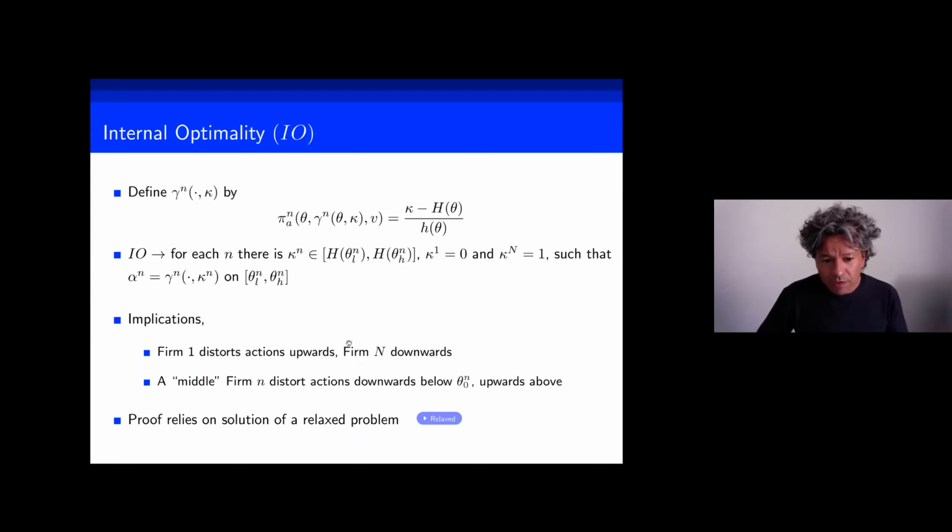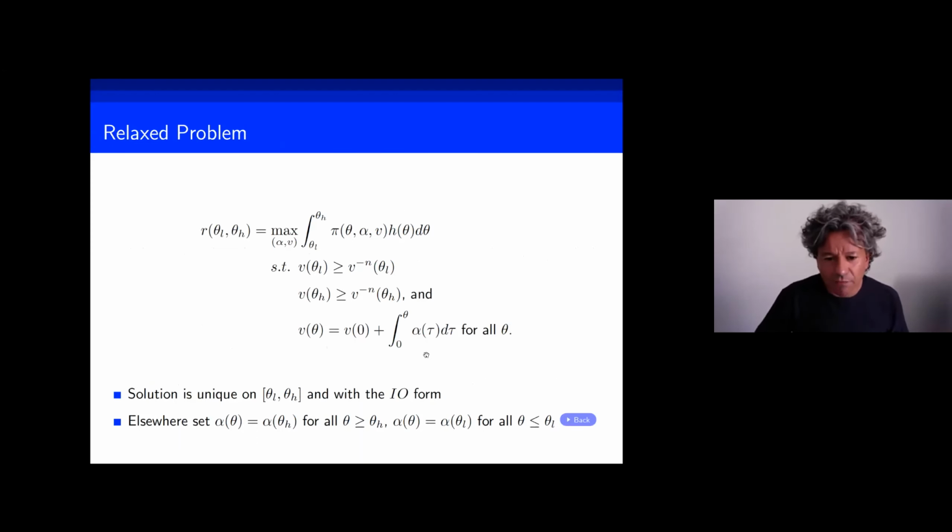Now, I have to tell you one technical point about this, because the proof of this internal optimality condition relies on the solution to a relaxed problem. You don't have to focus much on it. I will just tell you that this is a relaxed problem for firm n, given that it is serving theta L and theta H. It is relaxed because we don't have the monotonicity constraint on alpha. It is also relaxed because we only have the constraint that this must be bigger than V naught n at the endpoints, but not in the middle. So it's a relaxation of the true problem that firm n faces here.